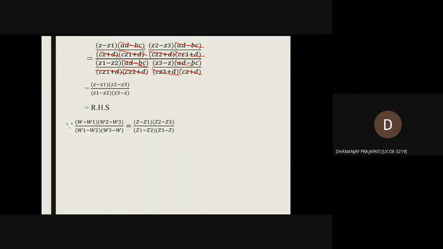After cancelling the terms, we found (Z minus Z1)(Z2 minus Z3) upon (Z1 minus Z2)(Z3 minus Z), which is equal to the right hand side. So our left hand side is equal to the right hand side. So we can say that if we map the z plane into the w plane, then the cross ratio of the w plane is equal to the cross ratio of the z plane.